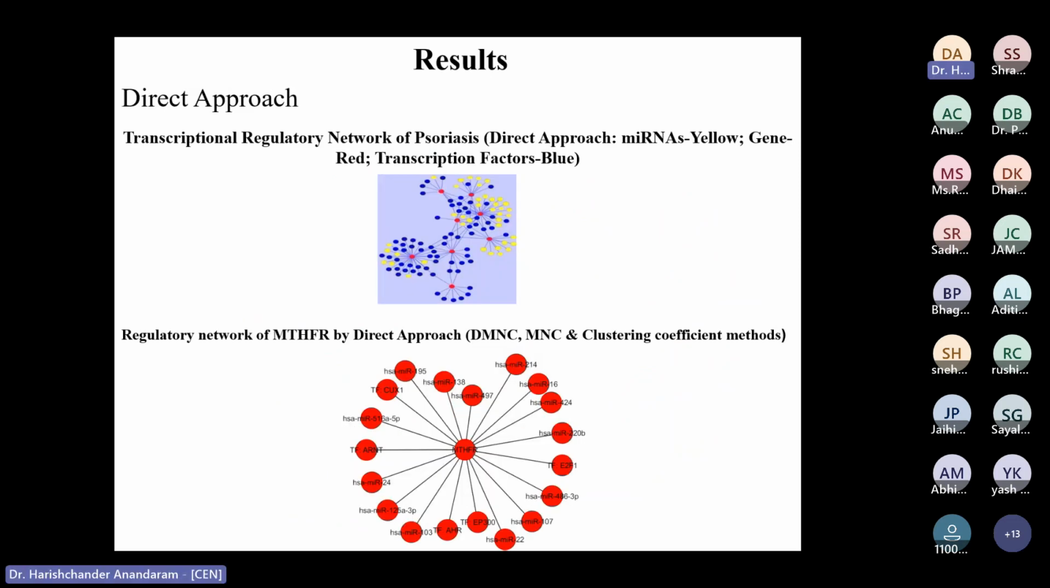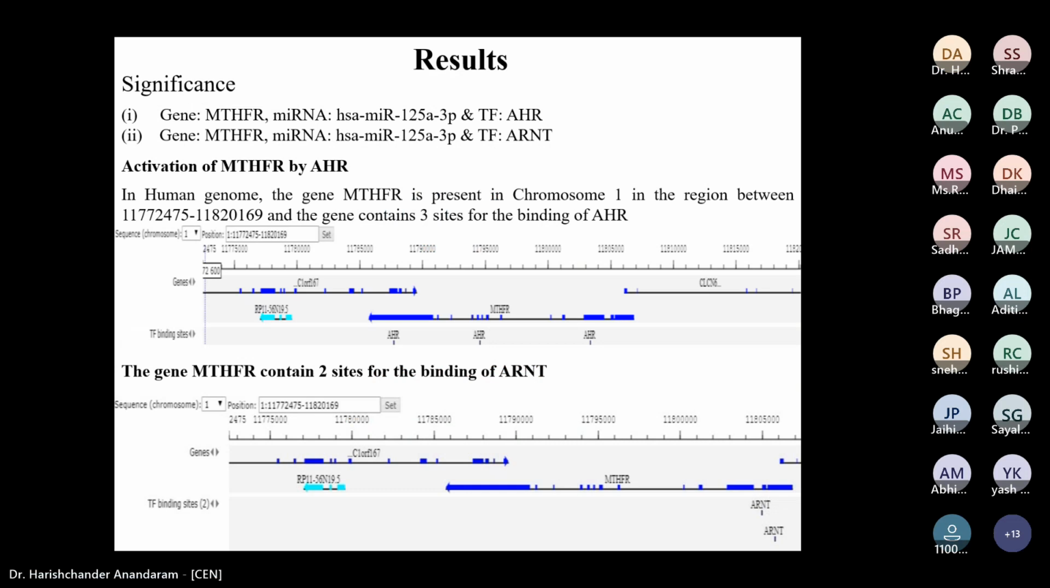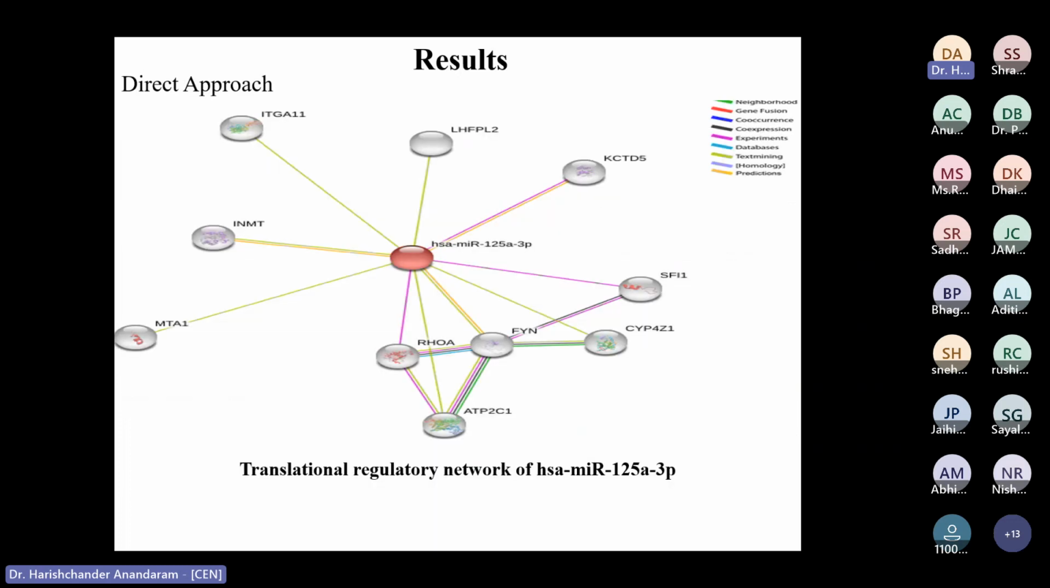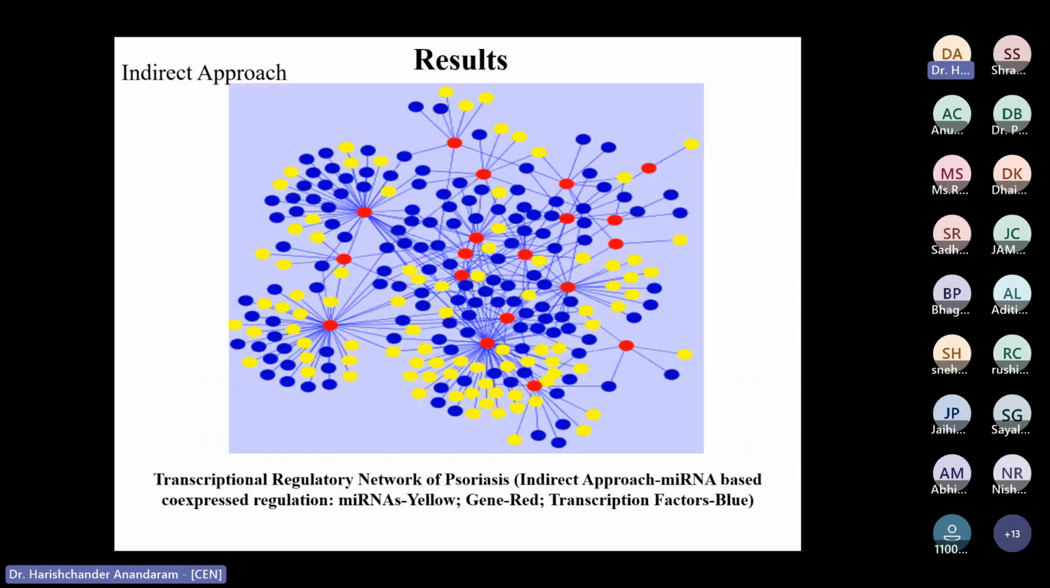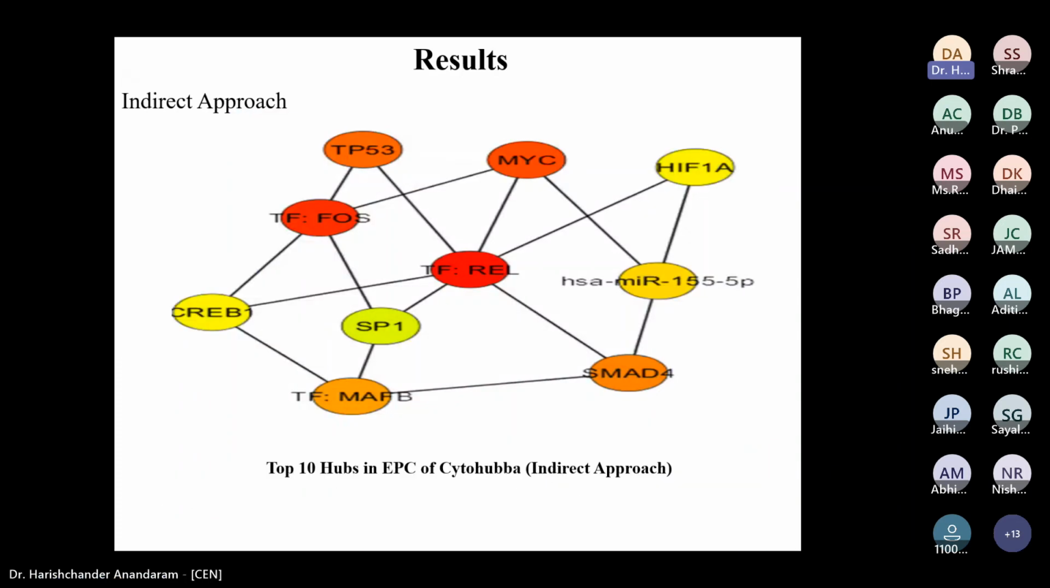And finally, we got a simple transcription based network for the MTHFR gene in the pharmacogenomic approach. And the activation of MTHFR is by AHR. It's a unique finding which we got first. And then the same regulatory network, how it is modified with respect to additional results, was taken. And then the hubs were also calculated, that is, the genes which are related to the regulatory network.